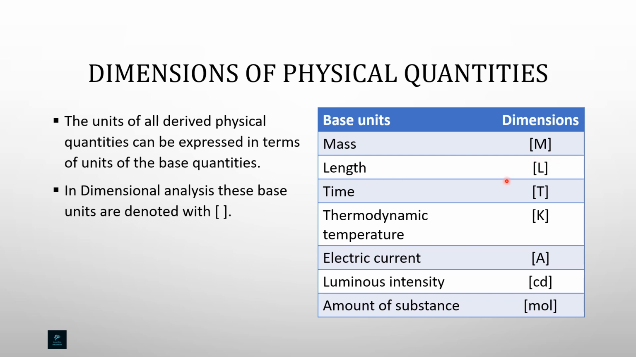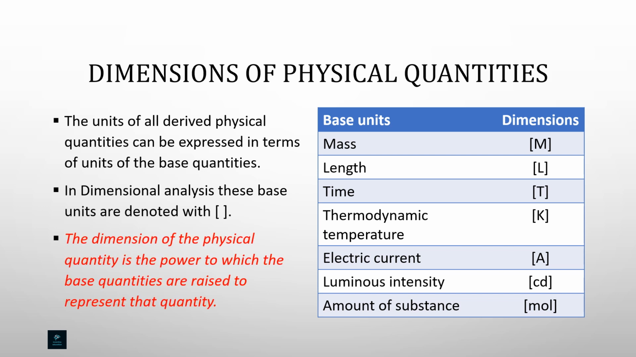For length, it is written as [L]. For time, it is written as [T]. For thermodynamic temperature, it is written as [K]. For electric current, it is written as [A]. For luminous intensity, it is written as [CD] for candela, and for amount of substance, it is written as [MOL]. The dimension of a physical quantity is the power to which the base quantities are raised to represent that quantity.